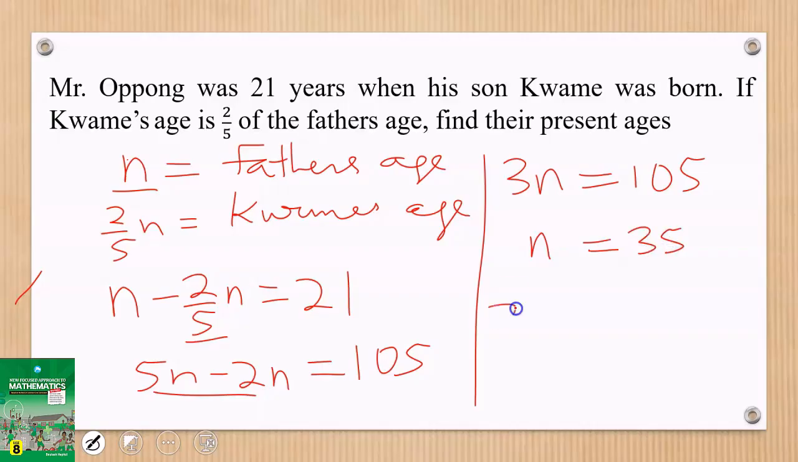So Kwame is going to be 2/5 of 35. 2/5 of 35 is going to be 14. Or let's put it this way: 5 divides itself as 1, and 5 divides 35 as 7. 7 times 2 is 14 years. So today Kwame is 14 years while the father is 35 years. You can see that if you subtract 14 from 35, the result is 21, and that is the father's age at the time Kwame was born.